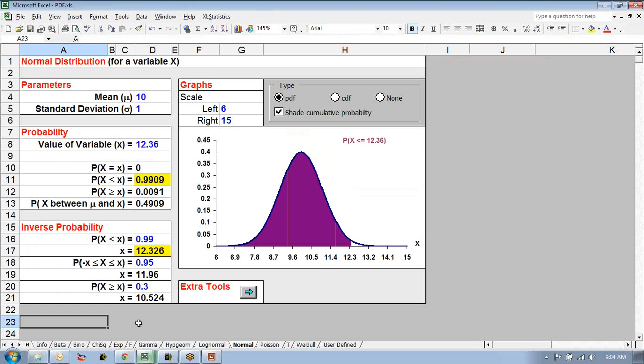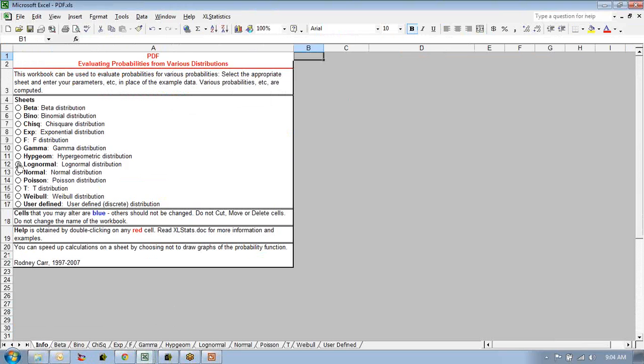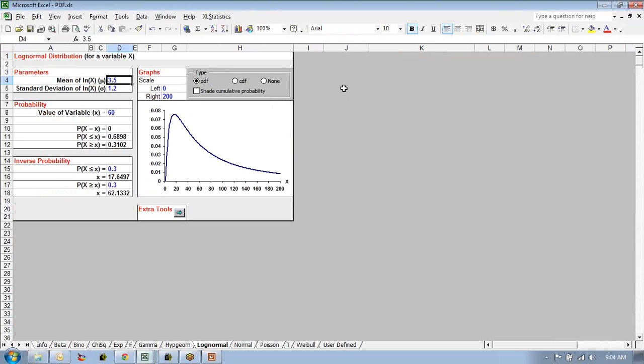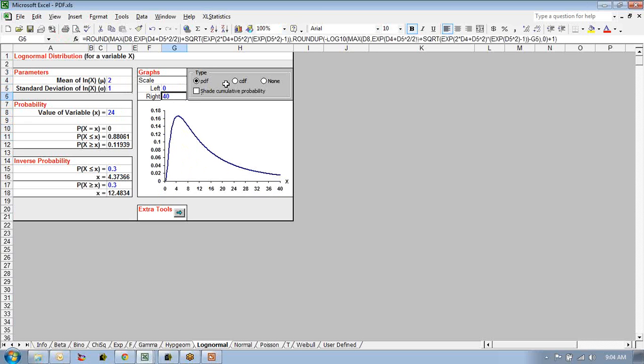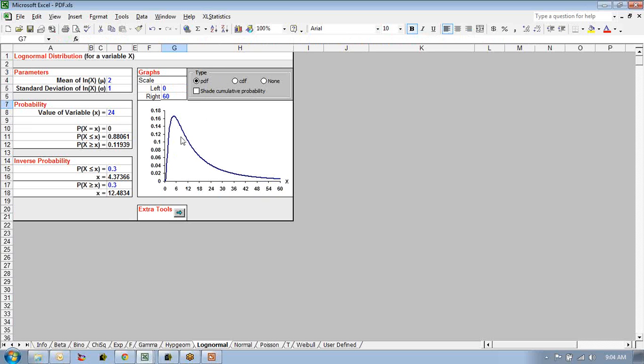So let's go ahead and do that one. And then you can start from here and go to log normal. Enter in this one's a 2 and this is a 1. And we just want to know what's the probability that they will not meet 24 hours. This is all in hours. We want to spread this out a little bit. We can see more of the distribution.